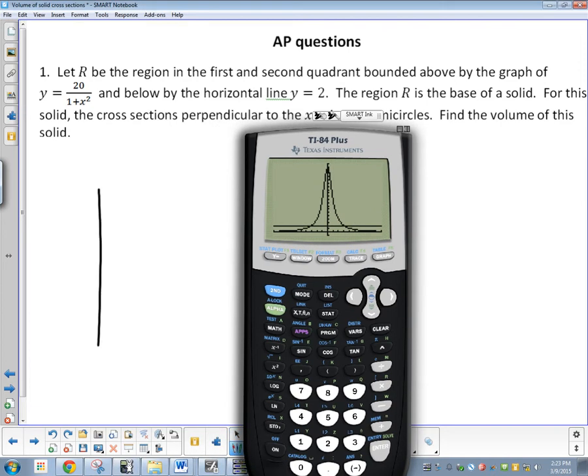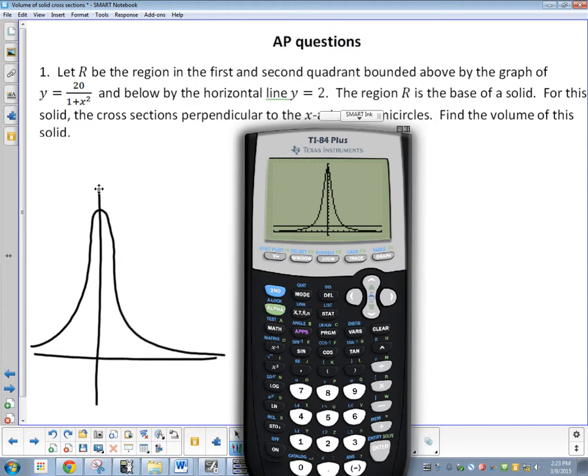So if I were to draw just a little sketch of this picture, I've got a graph going up like this, turning around, and coming back down. I also have a line here at y equals 2. Okay, I am drawing cross sections that are perpendicular to the x-axis. So that means I'm going to draw lines like this, and they're going to be semicircles.